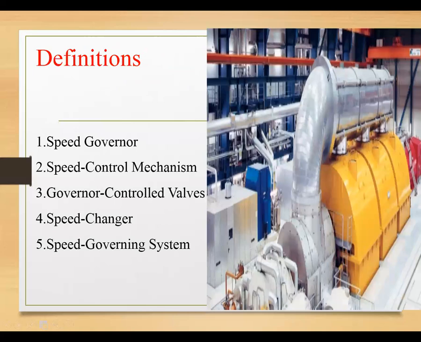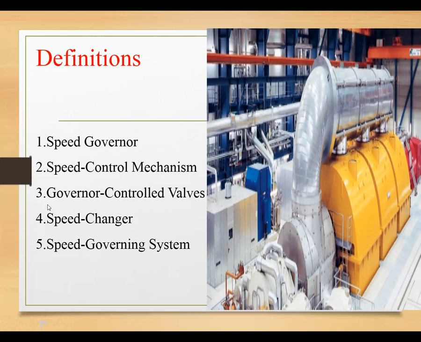Definitions. First of all, the speed governor. It comprises the elements which directly respond to the speed and whose position influences the action of other elements of the speed governing system. The speed control mechanism includes all the equipment like relay, pilot valve, servo motor, pressure lever, and linkage mechanism. It is between the speed governor and the governor control valve.